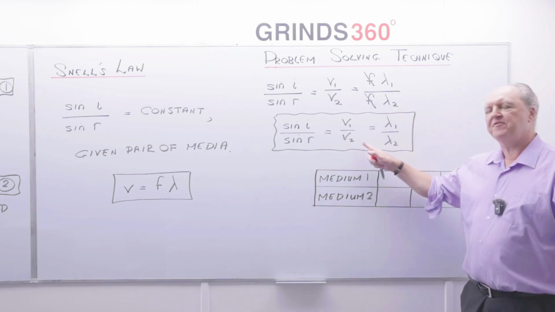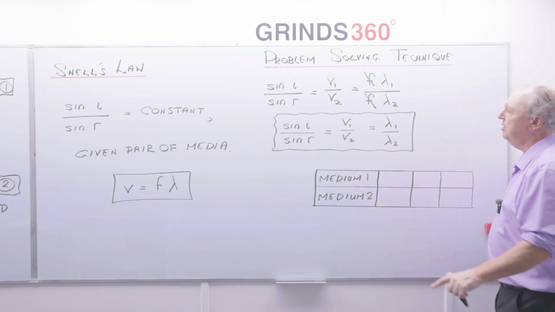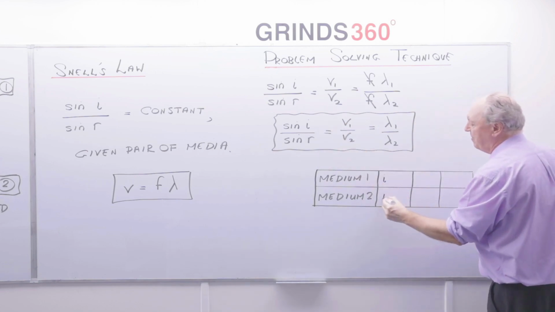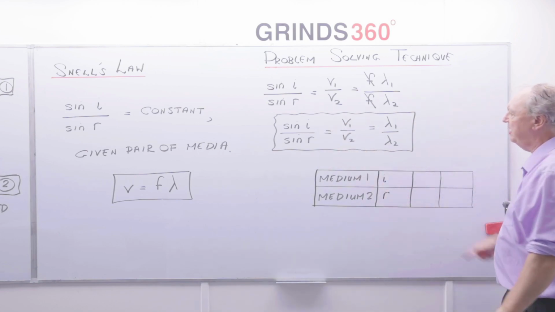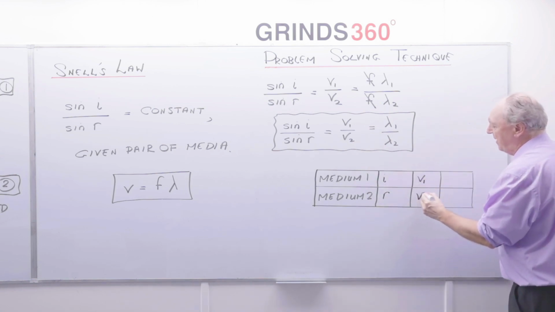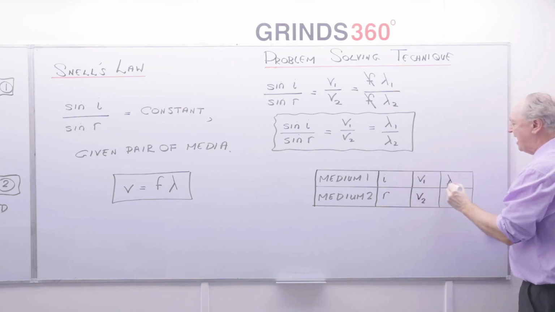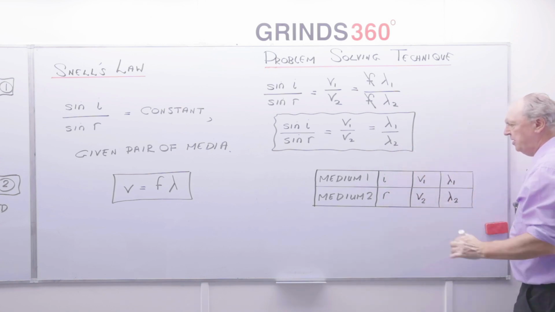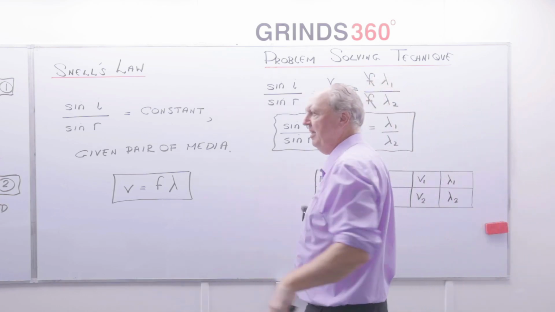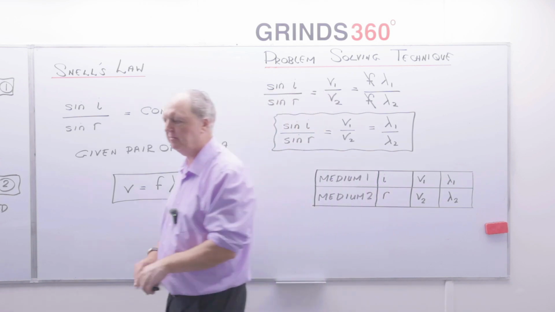This is a 3-part formula, but you'll only need 2 parts in most problems. So the first part involves the angles. They might give you I and they might give you or ask you to find R. The second part involves the speeds, so that's the speed of medium 1 and the speed of medium 2. And the third part is the wavelengths, lambda 1 and lambda 2. So lay your information out in the table, apply that formula, and you'll see that these problems are going to be very, very easy.